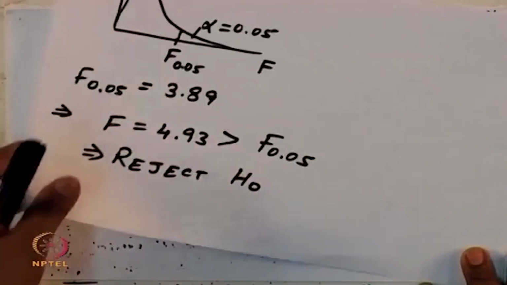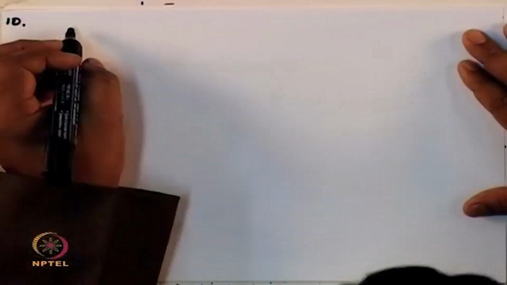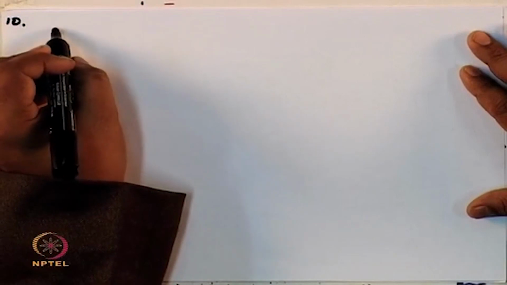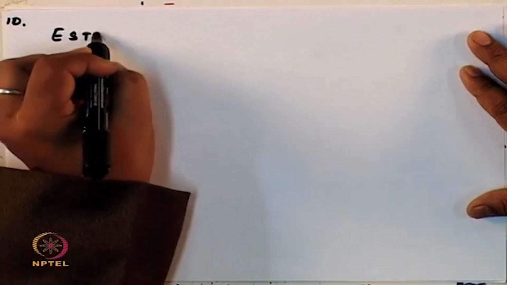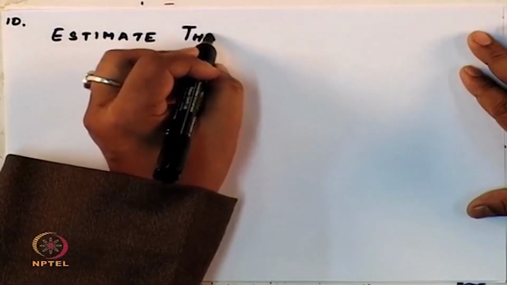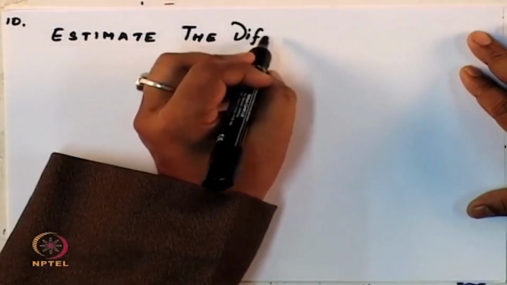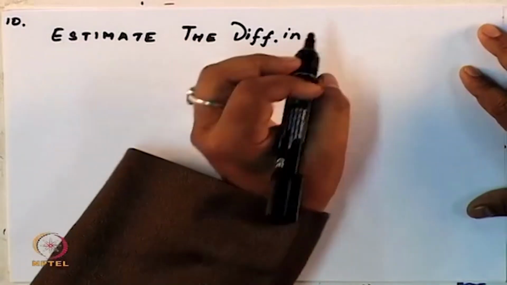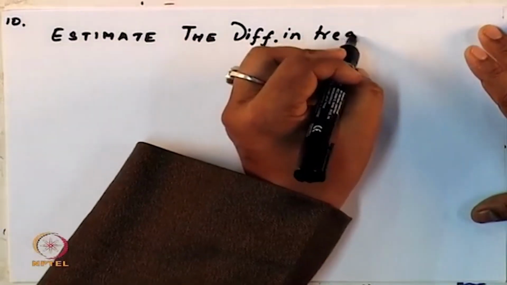Okay. I can reject H naught, and if I reject H naught, then the next question that comes is, can I come up with a confidence interval for means or the difference of means. Okay. So, the question becomes, can I estimate the difference in means or in treatments.